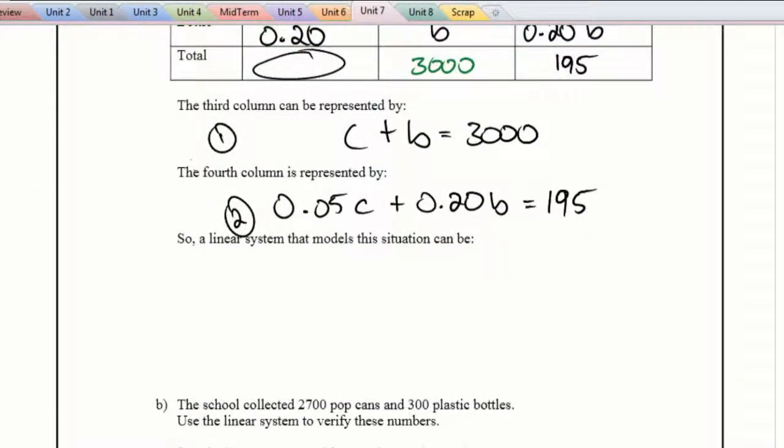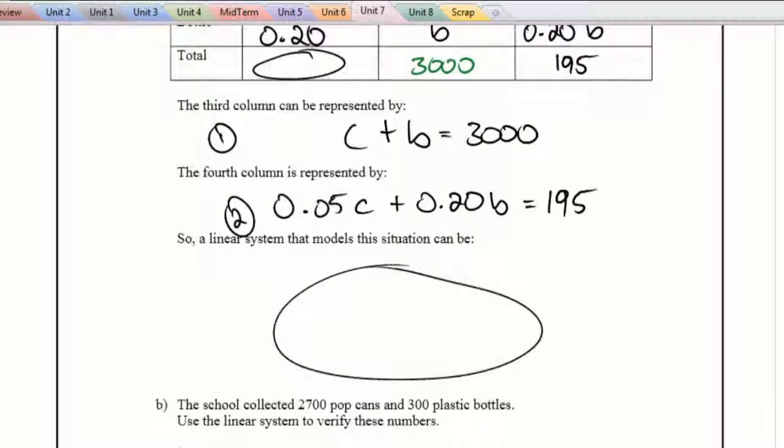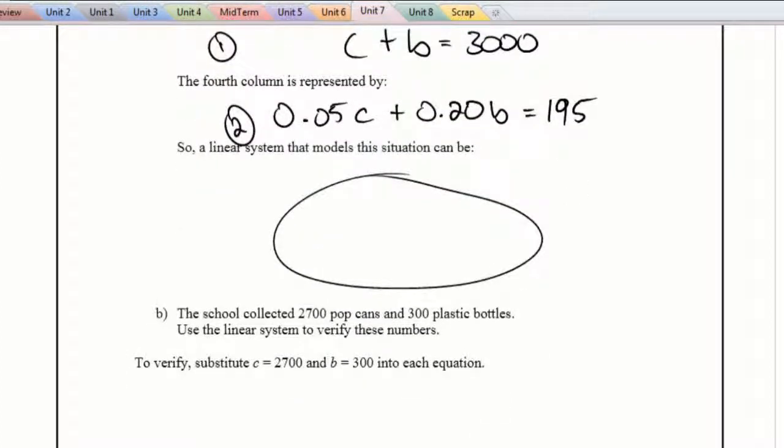So we could rewrite the equations here if we wanted, and then, just like the previous question, we could check this 2,700 and 300 for C and B, and then solve the system and check our equations to make sure it's true. I don't have time for that today, so I'm just going to leave it there.